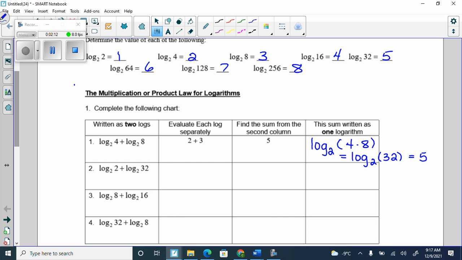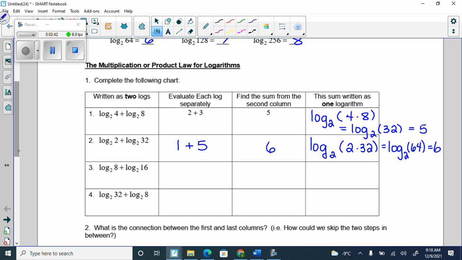Log base 2 of 2. Log base 2 of 2 is what? 1. Plus log base 2 of 32 is 5. And then when you add them, you get 6. Then if I go log base 2 of 2 plus log base 2 of 32, now I have a plus sign in between, I can actually multiply these and put it together. 2 times 32, which is log base 2 of 64, which is 6. You see that?